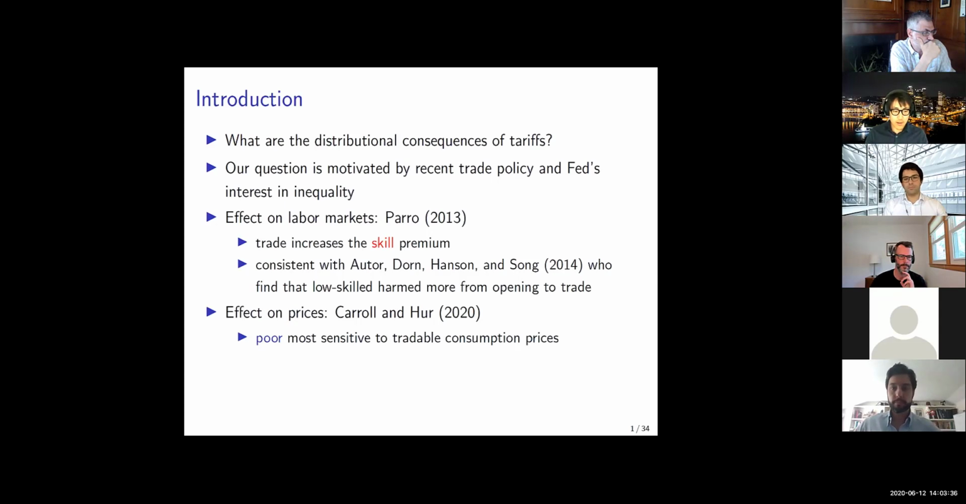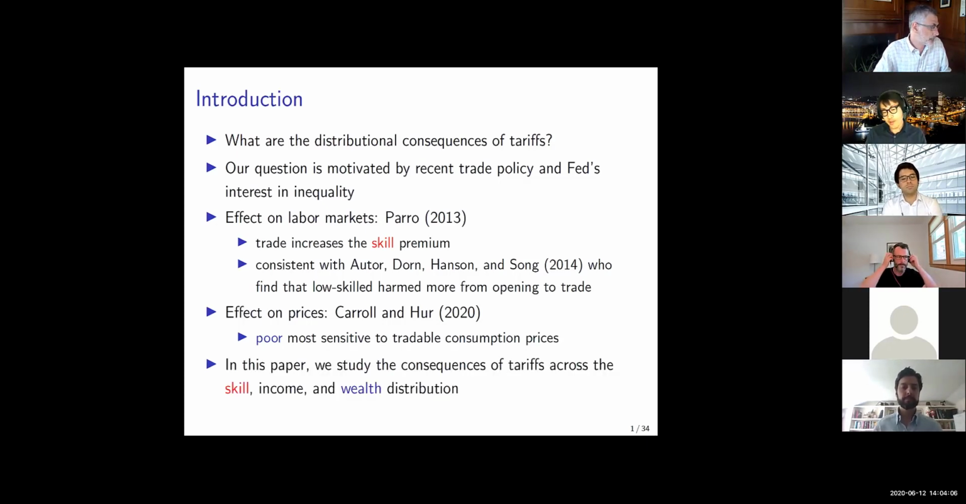In another paper of ours, we've also documented that trade and tariffs have an effect on prices, and tariffs will lead to higher prices of tradable goods and services. Well, this also has distributional consequences because poor households are more sensitive to tradable consumption prices, because tradable expenditures are a bigger share of expenditures for poor households relative to wealthy households. So in this paper, we wanted to study the consequences of tariffs across both the skill and the wealth distribution, thinking about these effects jointly.